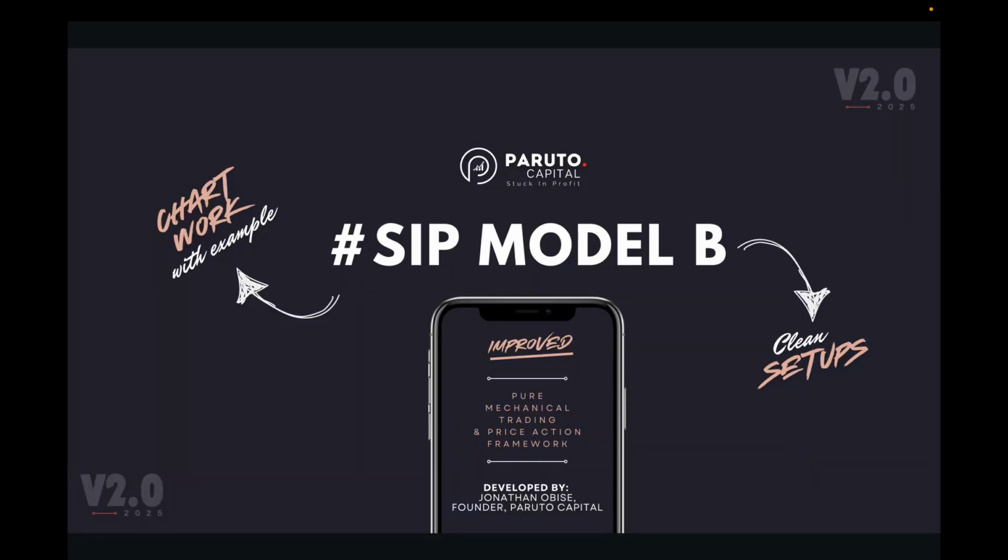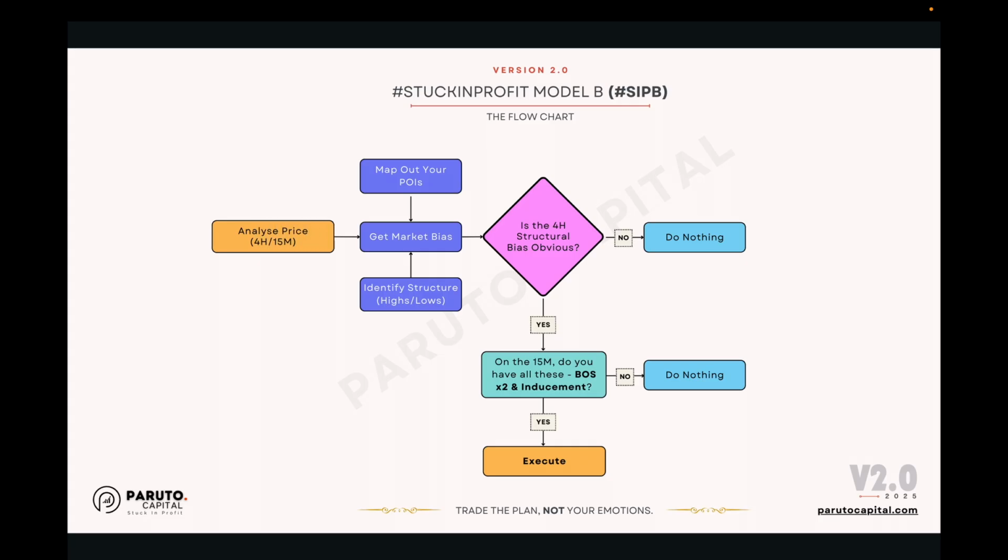Okay, so now model B, what do we have? The flow chart first: you analyze price as always, map out your POIs, get your market bias, identify structure. Is the 4-hour structural bias obvious? No, do nothing. Yes, then look for this on the 15 minutes. Do you have all this? BOS times 2 and an inducement? No, do nothing. Yes, execute. Simple. BOS times 2 and 1 inducement.